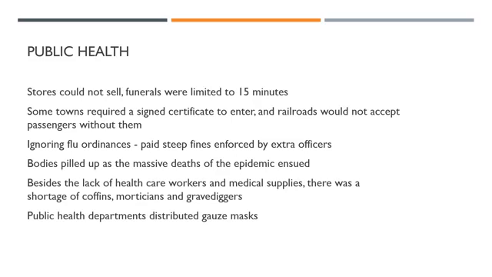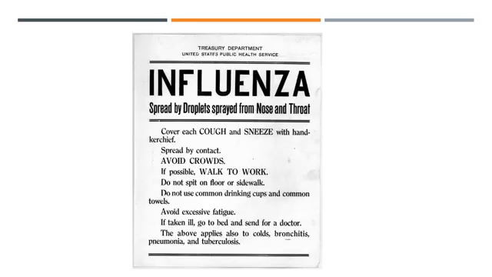Bodies piled up because there were massive deaths, just like Corona and just like in the plague, although this was 1918, so they weren't typically buried in the streets or anything like that. They made their way to morgues. But there was a shortage of coffins, morticians, and gravediggers because the demand was so great. And the public health department started distributing gauze masks as a means to help protect the population.